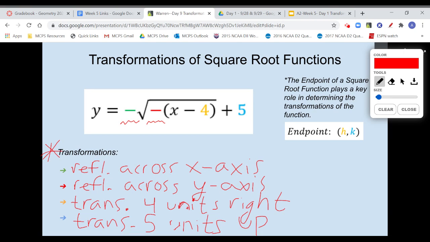And then my endpoint, again, I'm taking it from that h and k value. So I do the opposite of what I expect here, and I give it a positive 4, and then I take that positive 5, and that also gives me my endpoint.